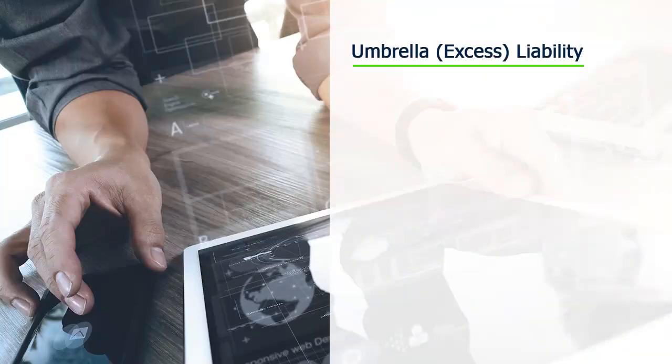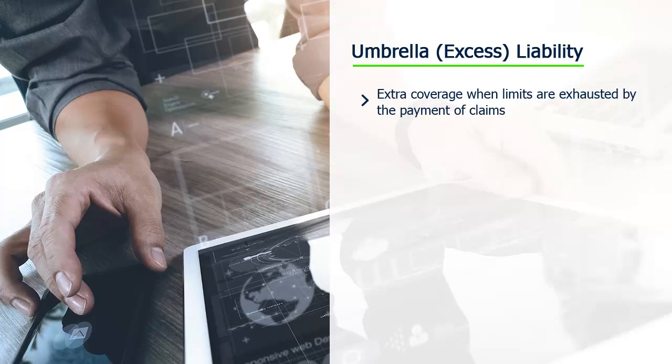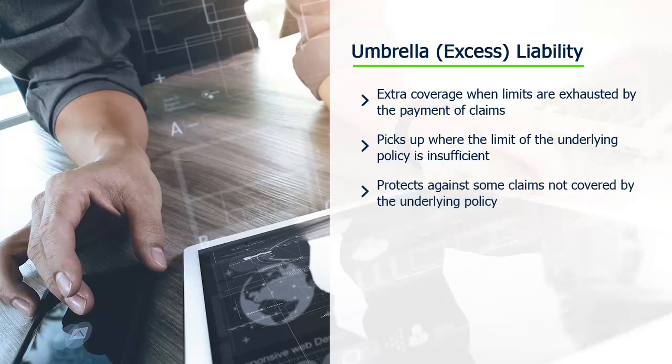Umbrella or excess liability. Require the contractor to obtain umbrella liability insurance to cover damages from incidents that result in bodily injury, property damage, and personal and advertising injury with at least the same terms and conditions as the policies mentioned previously. Umbrella coverage provides excess limits when the limits of underlying policies are exhausted by the payment of claims. It also picks up the aggregate limit of the underlying policy when it's insufficient to meet coverage requirements, and it protects against some claims not covered by the base policy.